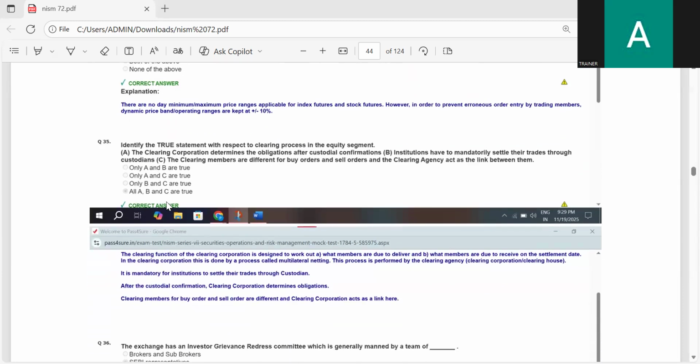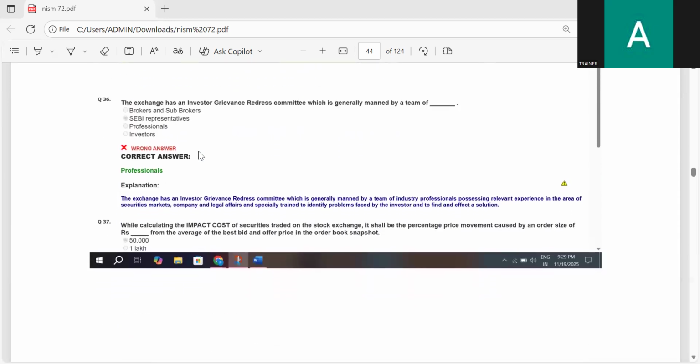Identify the true statement with respect to the clearing process in the equity segment. The clearing corporation determines the obligations after custodial confirmation. Institutions have to mandatorily settle their trades through custodians. The clearing members are different for buy orders and sell orders, and the clearing agencies act as a link between them. All of these are correct.